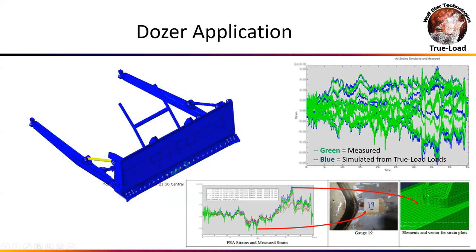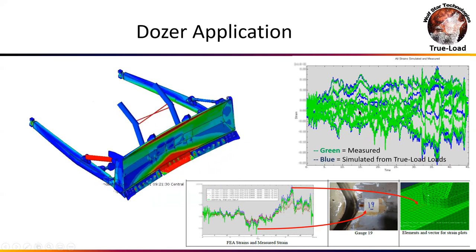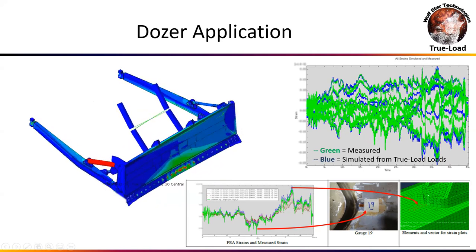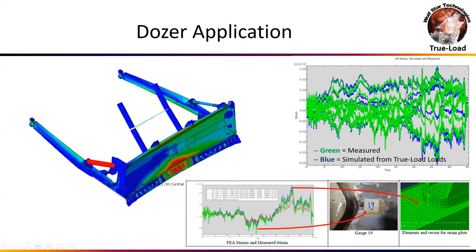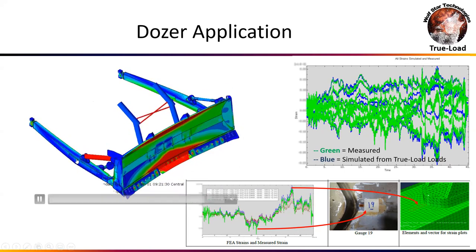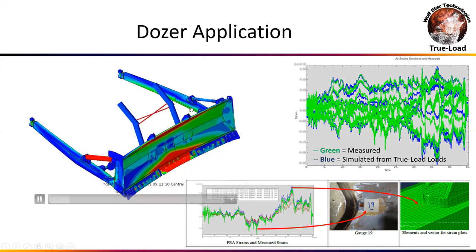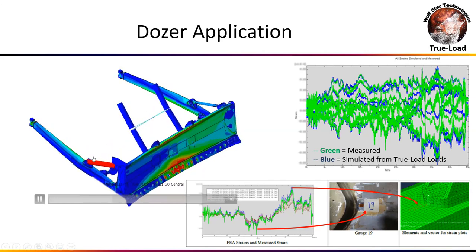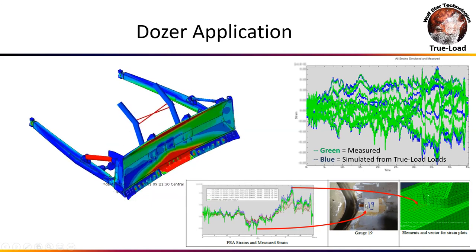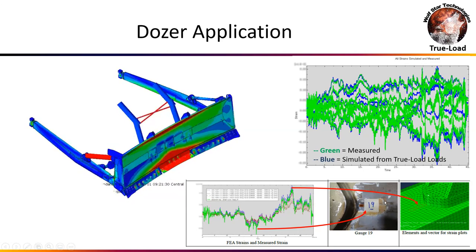So these guys were really happy. They thought this was great correlation. This is correlation they could have never hoped for on their own. But they said their real problems were these forgings here and the welds going around these forgings. This is where they had the real problems in development. So they laid some extra gauges of interest here, like this gauge number 19.